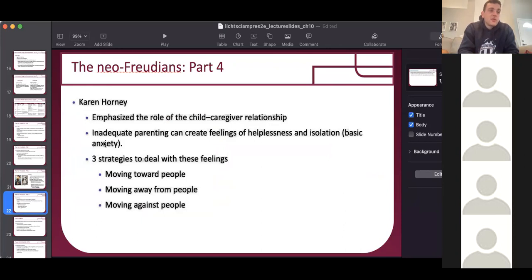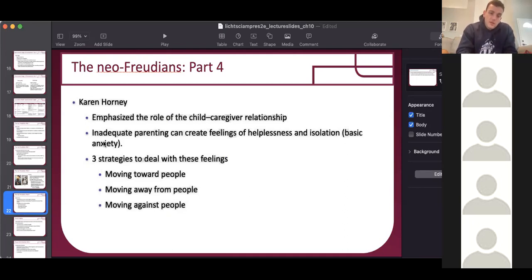So again, this is similar to Freud's stages, but instead of very specific things happening at very specific times, you just have this broad idea: okay, if the caregiver relationship doesn't go super well, then these things can happen. Okay, so there are 3 ways that you can deal with what's called basic anxiety. That basic anxiety comes from that failure at the child caregiver relationship. There are 3 things that you can do to sort of resolve this tension.